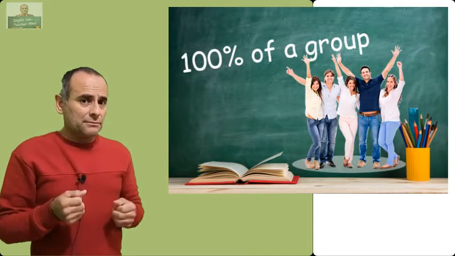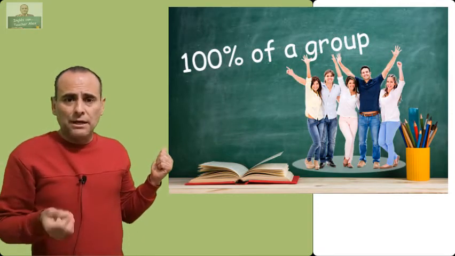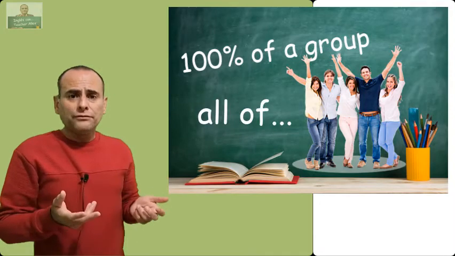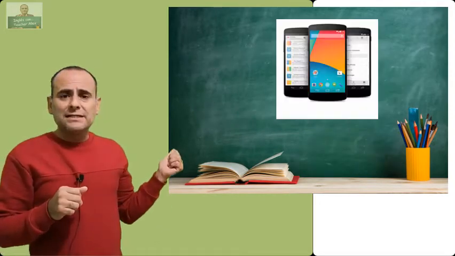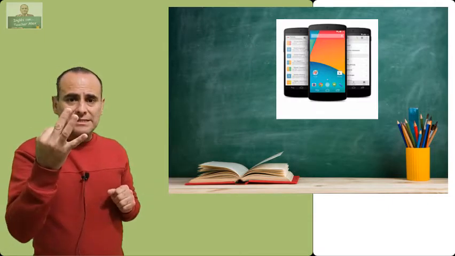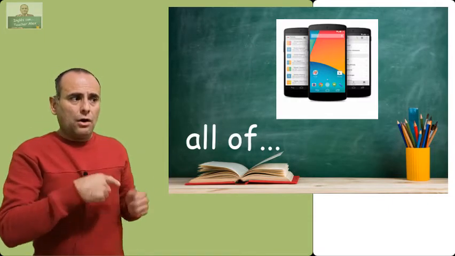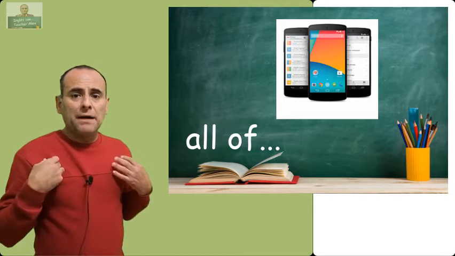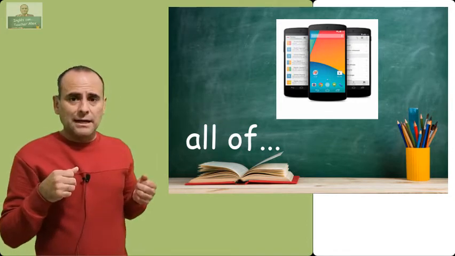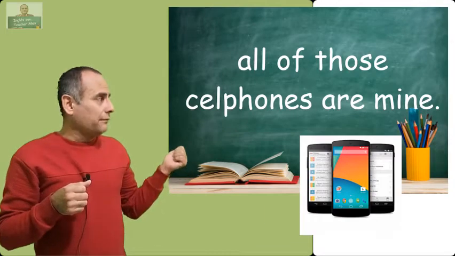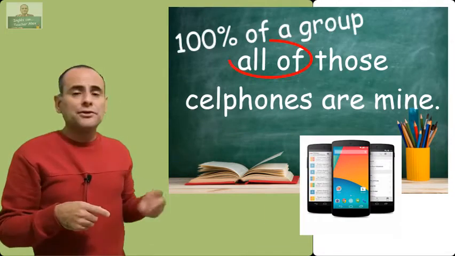For example, if I am talking about 100% of a group, then I can say all of, and then I talk about the group. For example, look at these cell phones. There are 3 cell phones right in this picture. All of those cell phones are mine. I wish I had 3 cell phones. I don't, but it's just an example. All of those cell phones are mine. All of means 100% of that group.